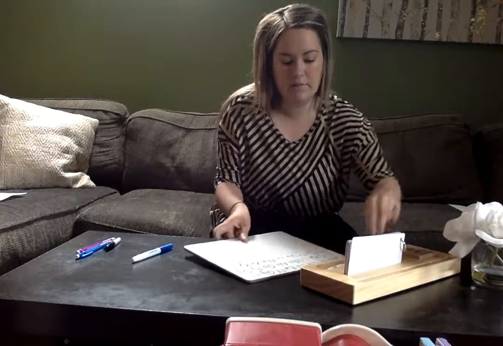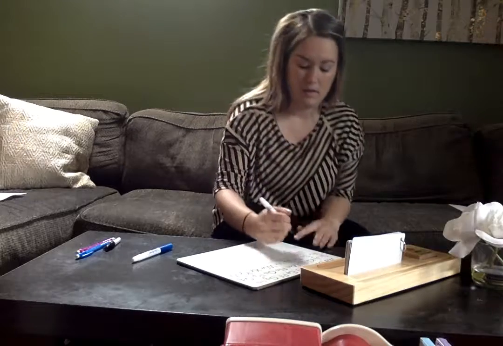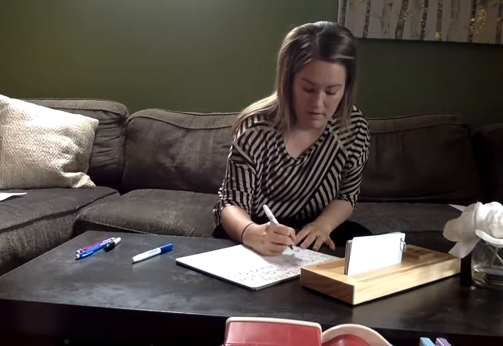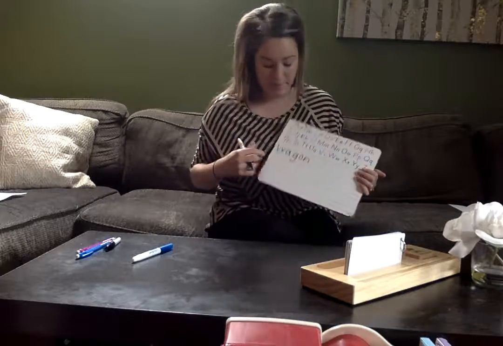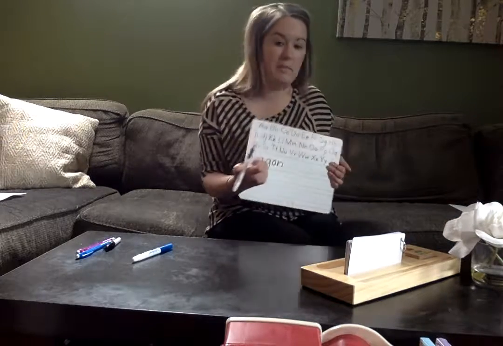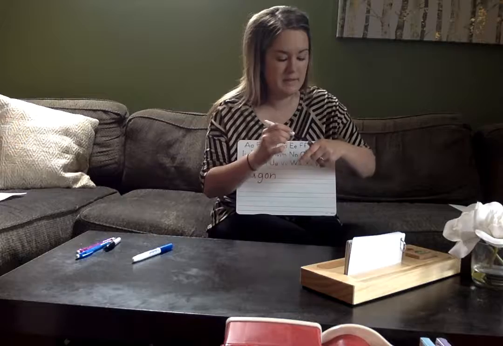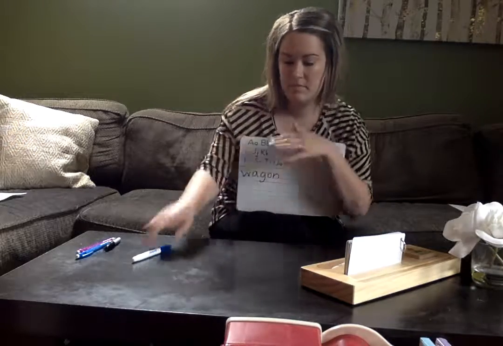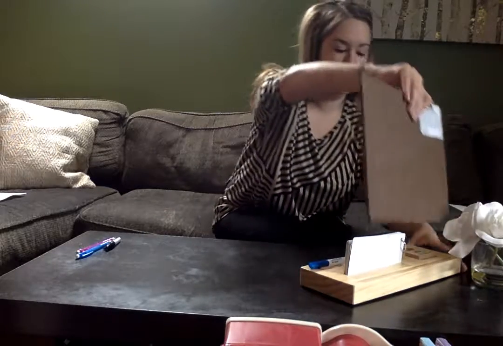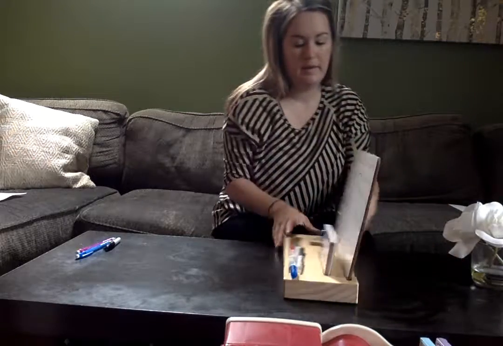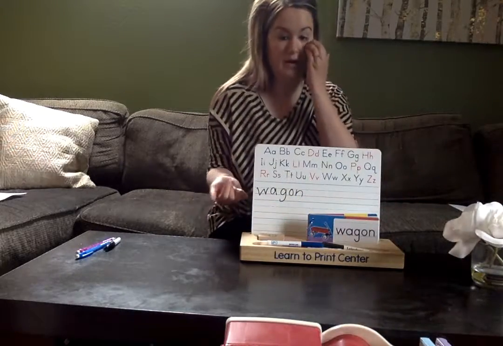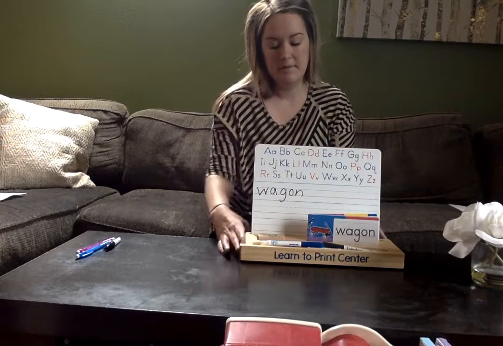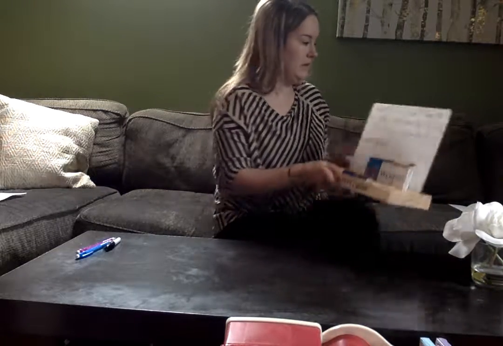Turn the card towards them so they can see it as they're writing. And they'll just copy it. You can have them trace it as many times as you need. It really depends on the student for that as well. So this is called the Learn to Print Center. It's really nice for interventions and early on reading, learning to write. So yeah, we'll move on to the next one.